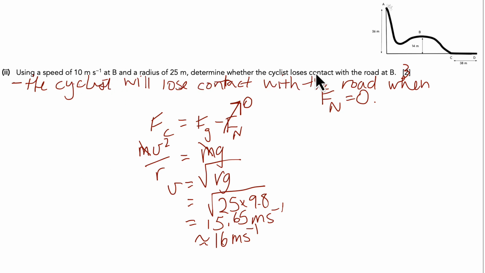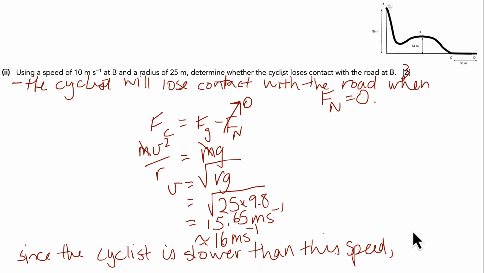Now, let's double check that I've answered the question. Determine whether the cyclist loses contact with the road. Well, I have the speed at which they would go when this goes to 0, but we are going slower than that. Since the cyclist is going slower than this speed, they do not leave the road. So 3 marks. We'll get 1 mark for clearly defining what happens when you leave the road surface. I'm going to get another mark here. And then again for saying that no, they do not leave the road.